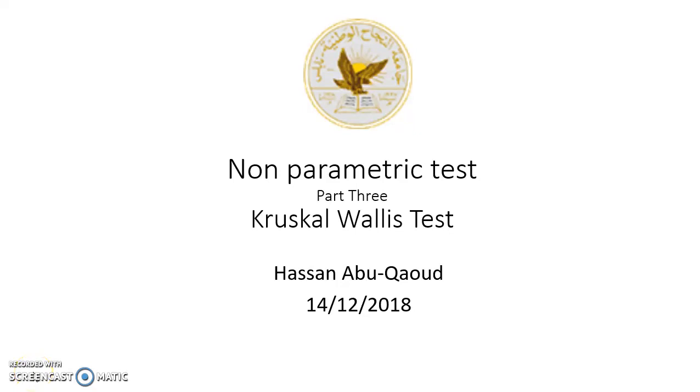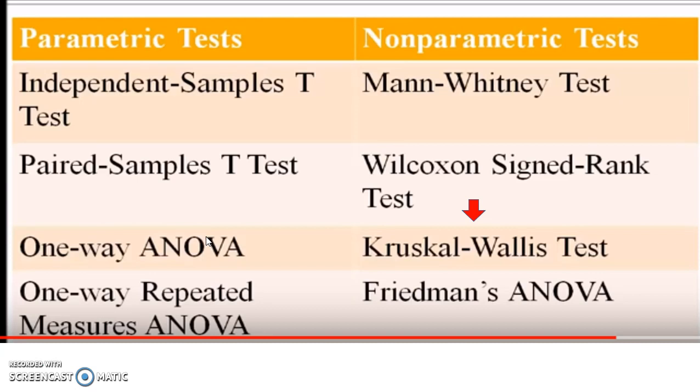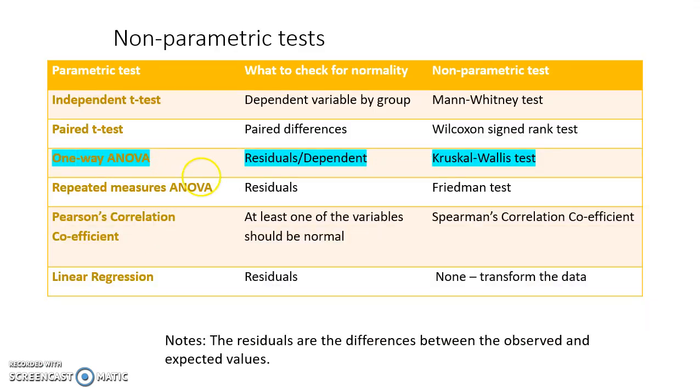Good morning. Today we will be talking about another important non-parametric test, which is called the Kruskal Wallis test. This test is used when we have more than two independent samples. It's equivalent to the one-way ANOVA of the parametric test or the completely randomized design. When the normality condition is not met in the independent samples, we use the Kruskal Wallis test.